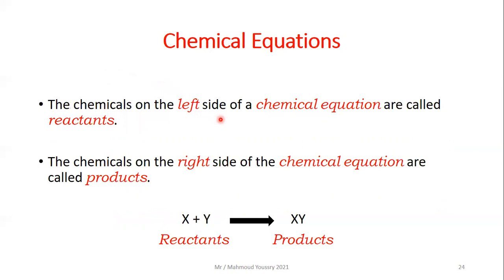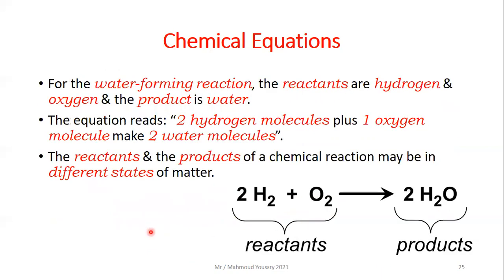The chemicals on the left side of a chemical equation are called reactants. For example, X plus Y, these are the reactants. The chemicals on the right side of the chemical equation are called products. So this is XY, these are the products.